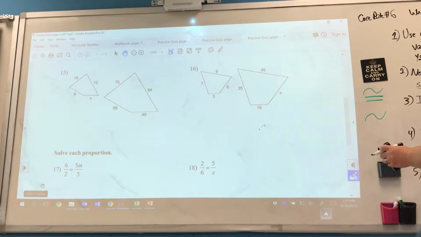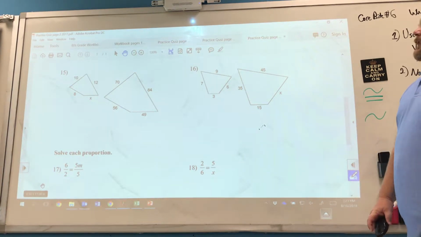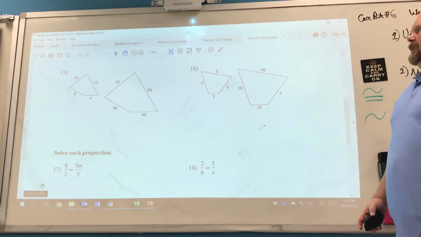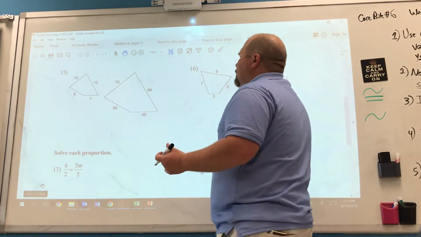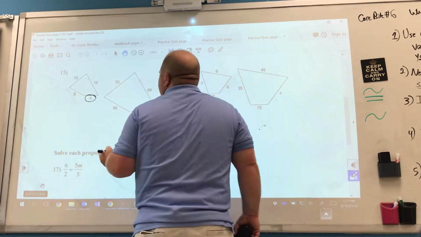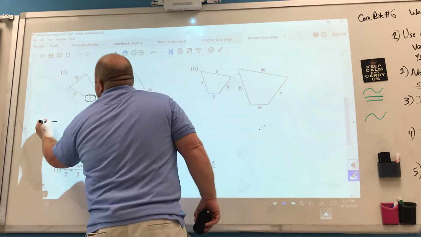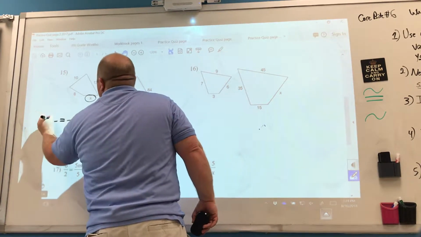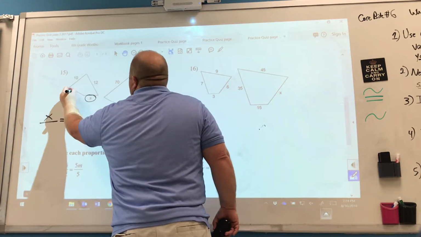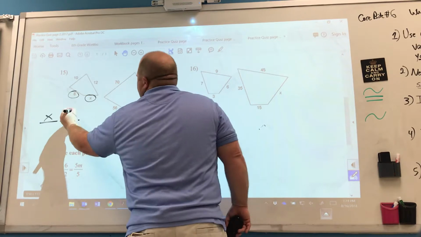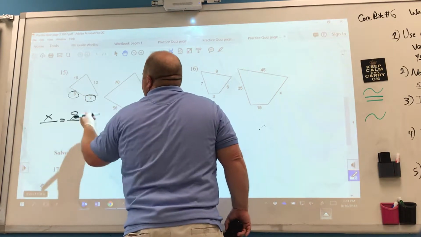So let's take a look at 15 and 16. 15 and 16 have all of the sides with a length. So we've got distractors in here. We've got some numbers that we will not use. We know for sure we have to use X. So I'm going to go ahead and set my proportion up. I'm going to start with X. And now I can pick any other side I want. I'm going to pick 8 simply because it's the smallest number up there. So I'm using X and 8.